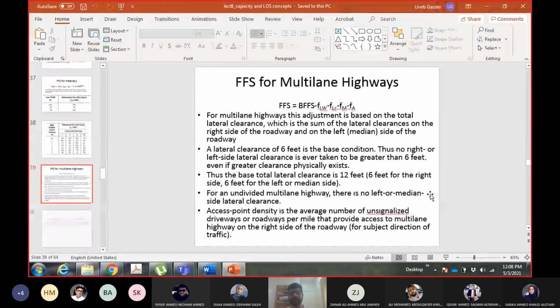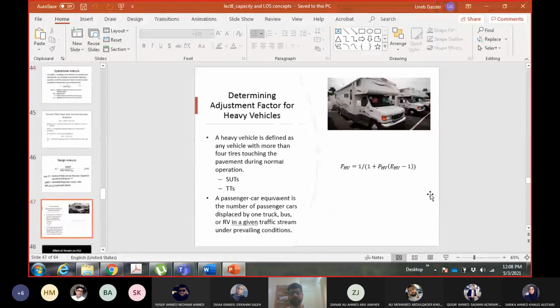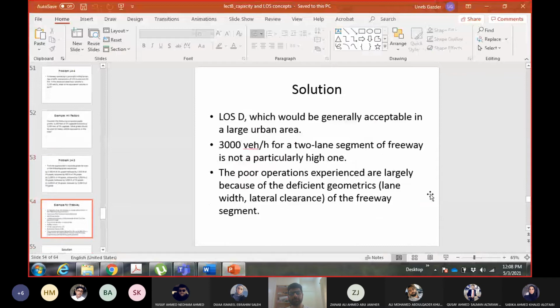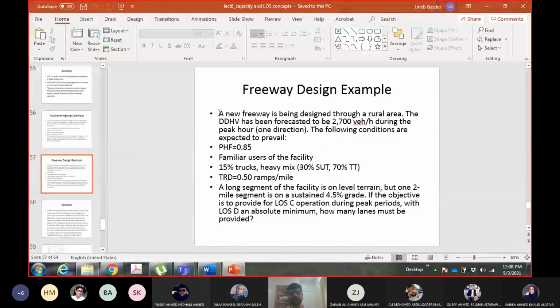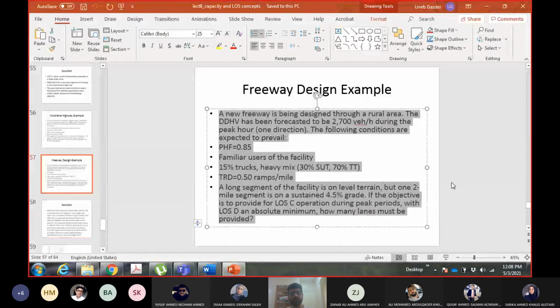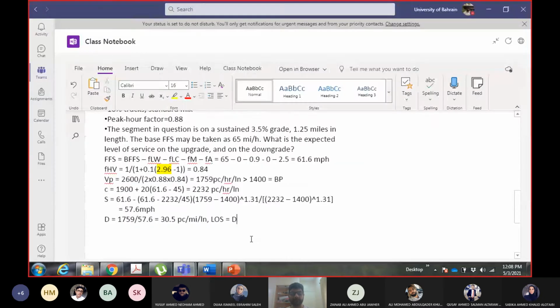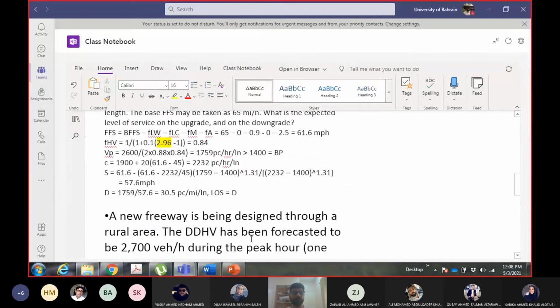Let us look at another example. Okay, this is a freeway design example. A design example for the freeway. So now we are designing the freeway.